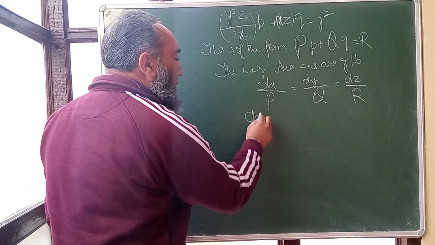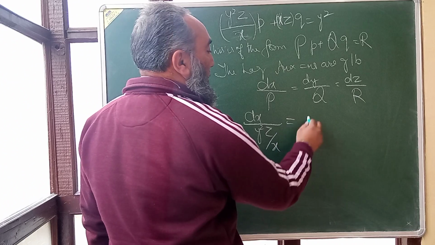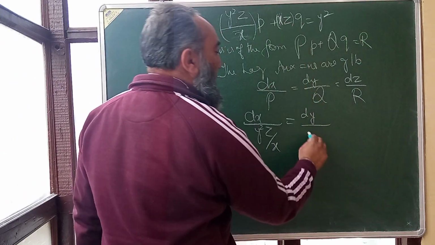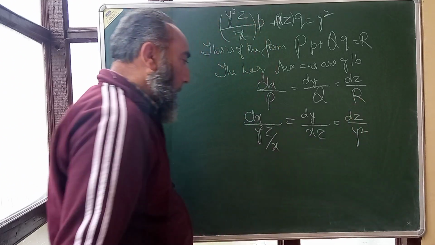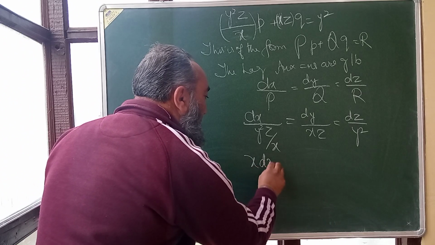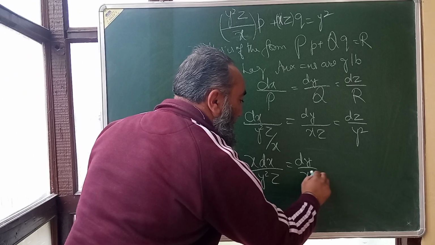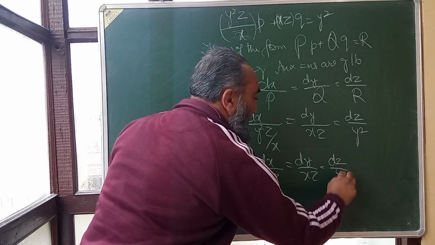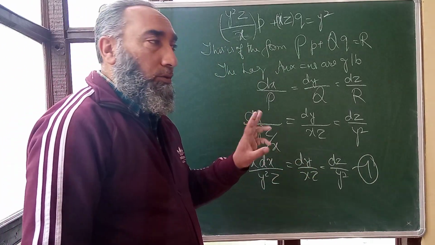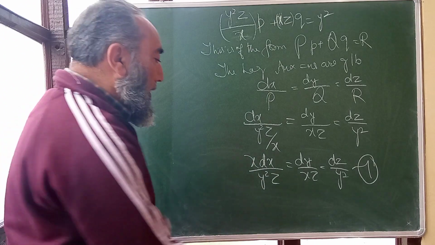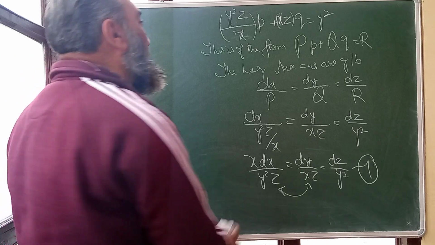So this is dx by P. What is P? P is y square z by x. dy by Q. What is Q? It is xz. And dz by R. What is R? It is y square. Or this is x dx by y square z, dy by xz, dz by y square. This is 1. Now dx by P, dy by Q, dz by R. There are 4 methods. Let me use one. I can take up the first 2 fractions together.